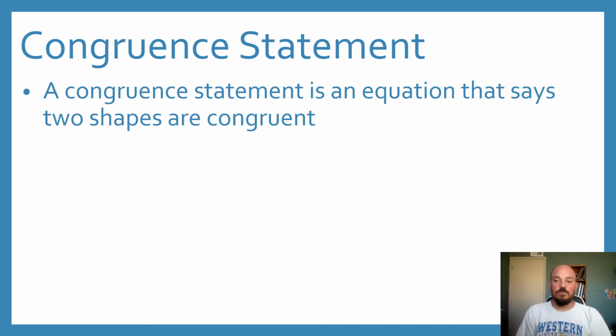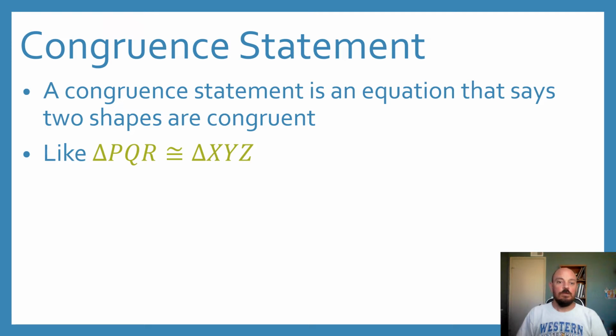Now that's going to lead us to what's called a congruence statement. It's exactly what it sounds like: a statement that says two things are congruent. For example, what you see in green right there, the little triangle symbol means triangle, of course. So it says triangle PQR. That would be a triangle where the three vertices, remember vertices is plural for vertex, the three points that make up the triangle, are points P, Q, and R. And I could say triangle PQR is congruent to triangle XYZ.